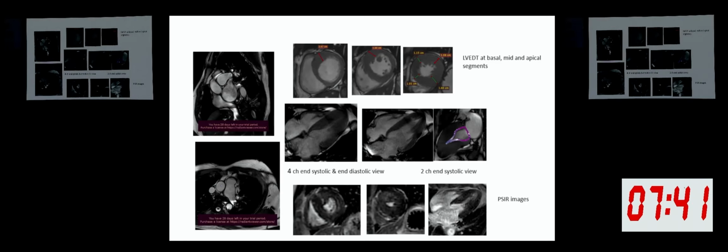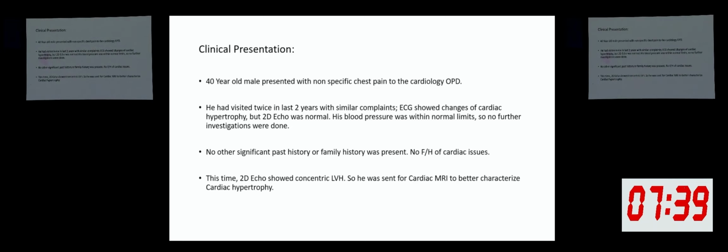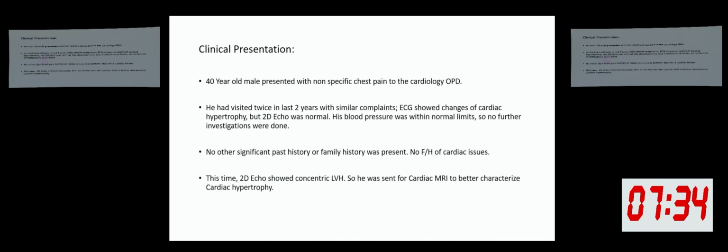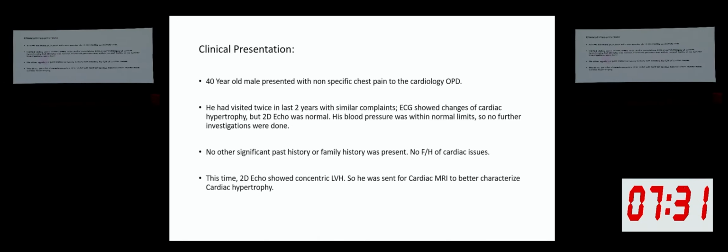This is a 40 years old male who presented with non-specific chest pain to the cardiology OPD, and he had visited twice in the last 2 years with similar complaints. The ECG showed changes of cardiac hypertrophy, but the echo was normal and his blood pressure was also normal. There were no other clinical complaints, so he was put on conservative management and sent home. There was no past history, personal history, or family history of cardiac issues. This time, the third time in 2 years, the echo showed concentric LV hypertrophy, so he was sent for cardiac MRI to see the kind of cardiac hypertrophy.